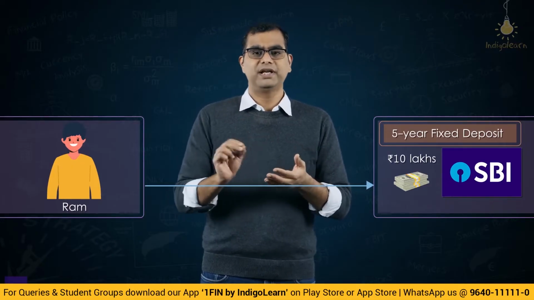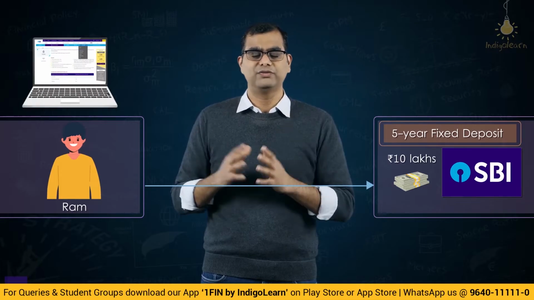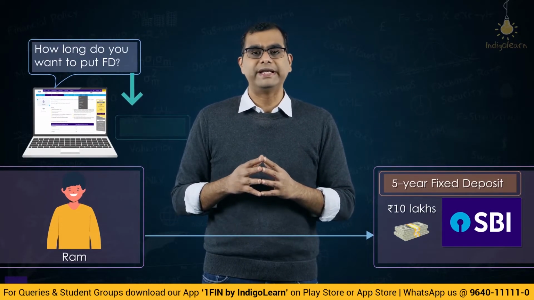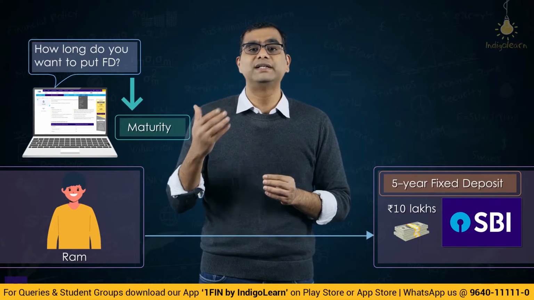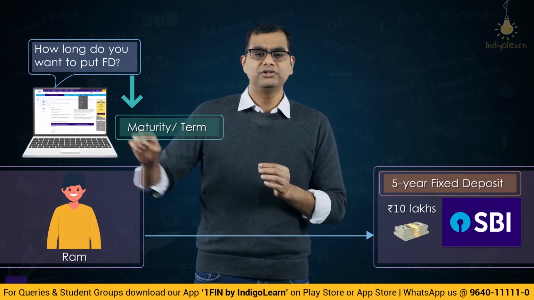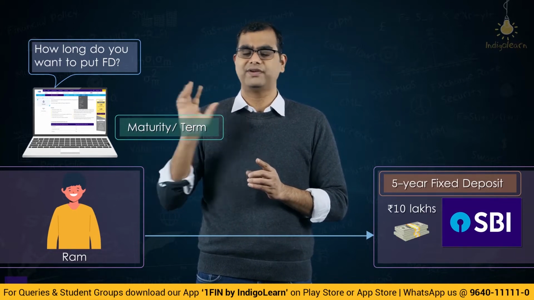Then when you fill the application form, or nowadays it is all online, they will ask you a bunch of questions. How long do you want to put the deposit? That is called maturity, or deposit term. That is what they will ask you. You will say 5 years. The first word we have learned is term or maturity, which is 5 years.